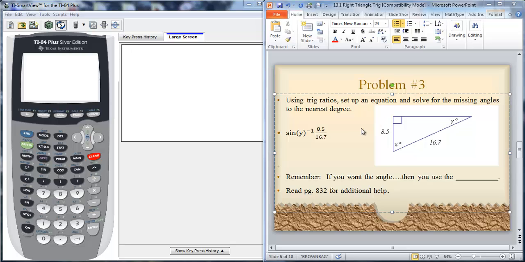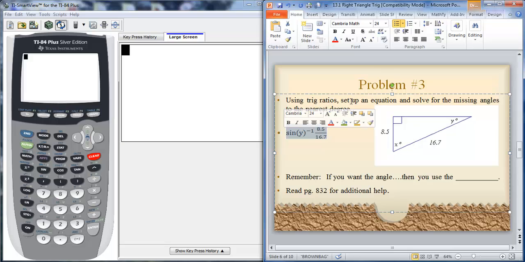Okay, so you'll notice here that I have this notation and I've just highlighted it. Here's our triangle. We want to look at the problem using trig ratios, set up an equation, and solve for the missing angles to the nearest degree. So we're going to solve for the missing angles.